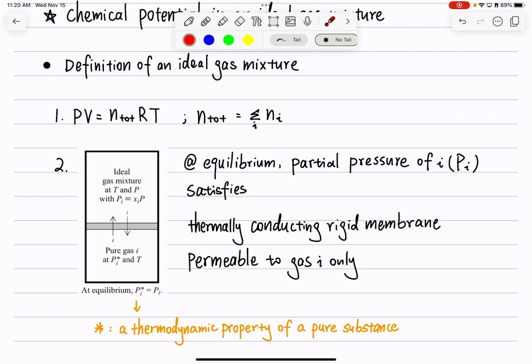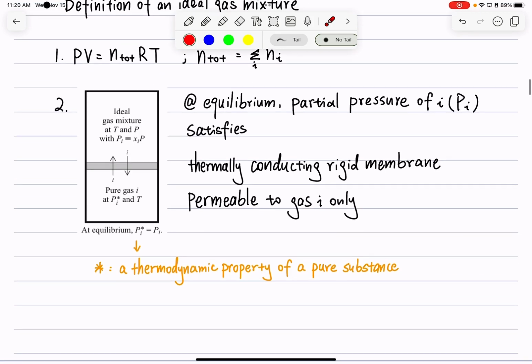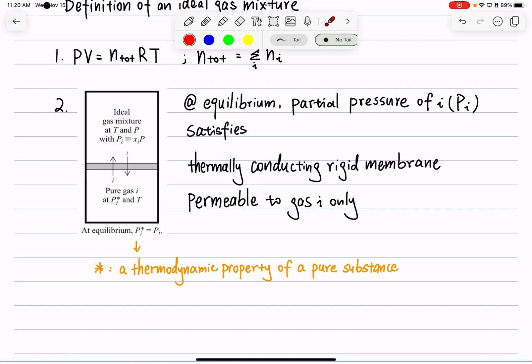And then the setup becomes a little bit weird, if you may. The way we think about it is, imagine you have two chambers that are separated by a thermally conducting rigid membrane. And this membrane is only permeable to a certain gas species. Now we call it I. It can be any gas species we're interested in. The way we create that ideal gas mixture is, on the top, you have some kind of ideal gas mixture, and on the bottom, you have that pure ideal gas I.